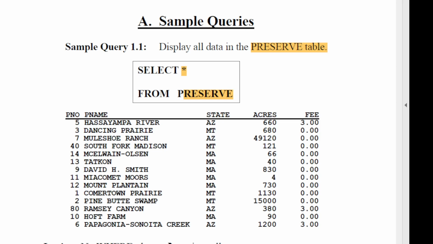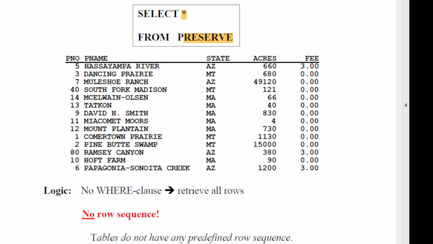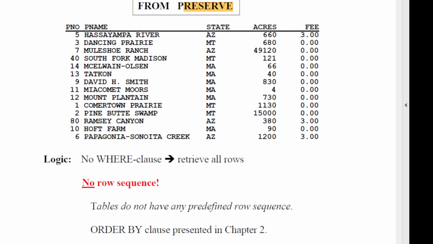The absence of the where clause means show me all rows. There are 14 rows here, fortunately not 14 million, and you're looking at them right now. We want to bring to your attention the logic says no where clause implies retrieve all the rows. So we don't do things like this with a 14 million row table.